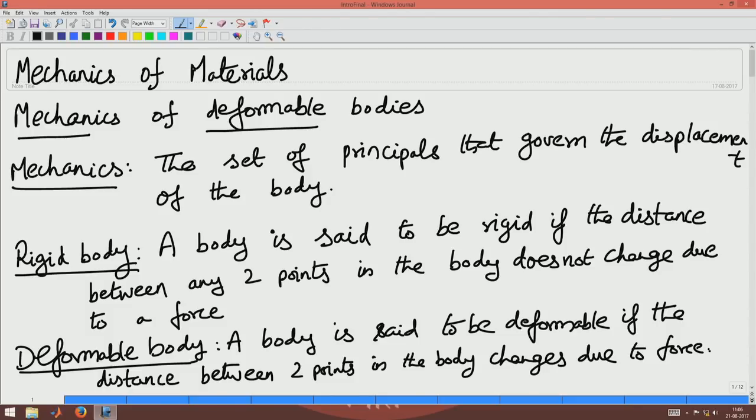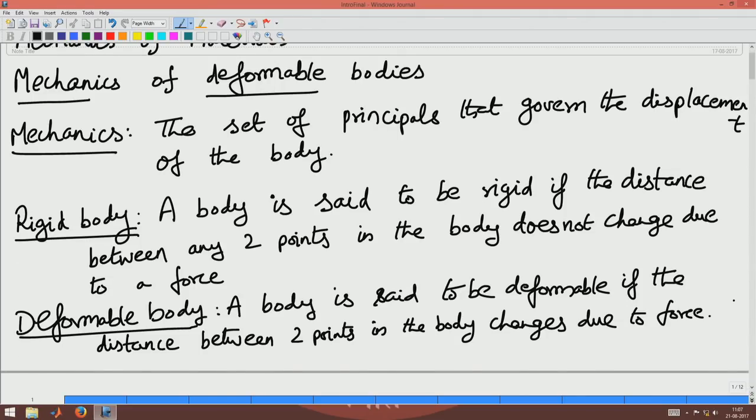Okay. So, in previous courses you would have assumed the bodies to be rigid, and you would have analyzed them as rigid bodies and related the force and the displacement of the body directly. Vis-a-vis, in this course you are going to assume the body to be deformable, and you are going to analyze the body as a deformable body.